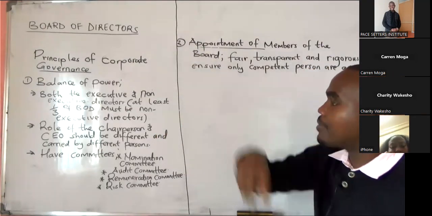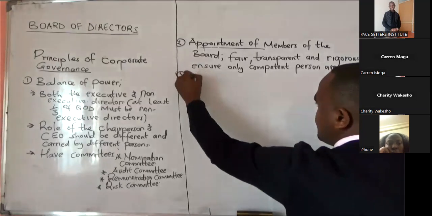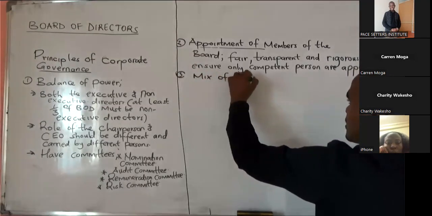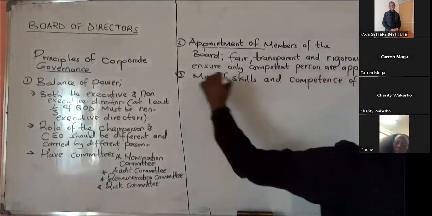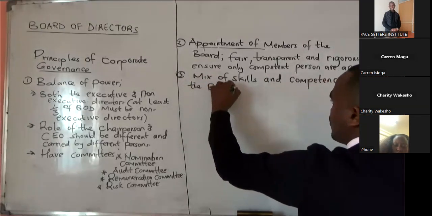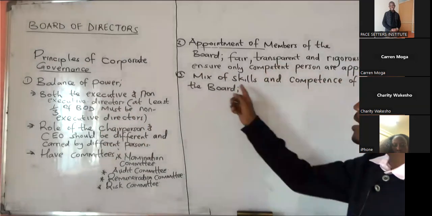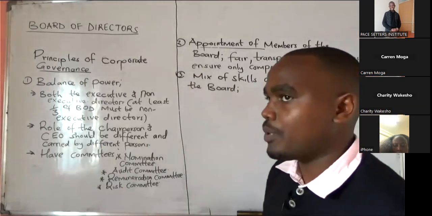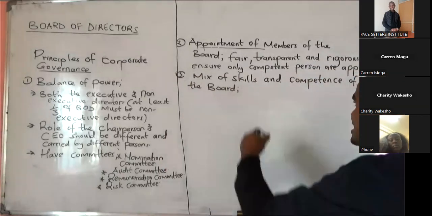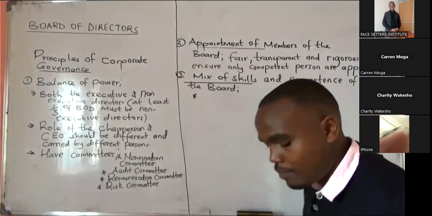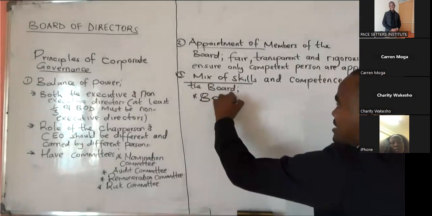The other principle that is closely linked to this appointment is what we call the board mix of skills and competence of the board. That is another feature that you need to have. Another principle of corporate governance is that the board itself should consist of a variety of skills. That is what, when we go to the boardroom dynamics, we call the concept of diversity, board diversity.